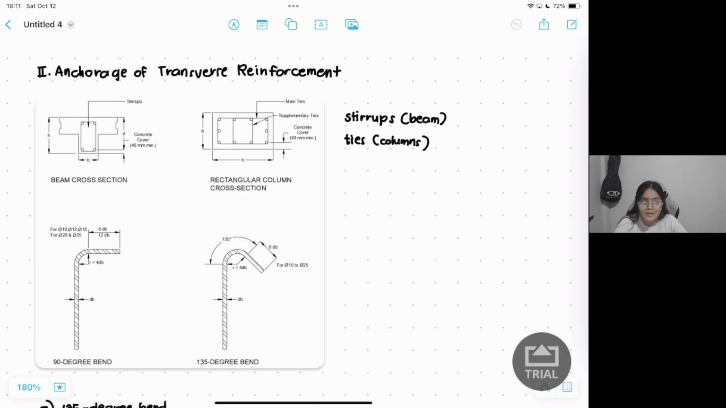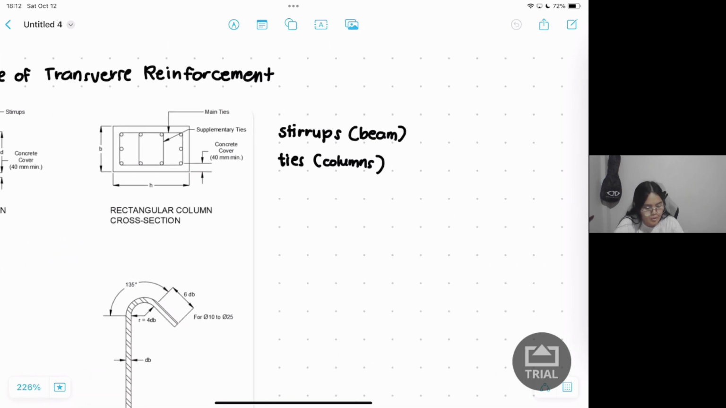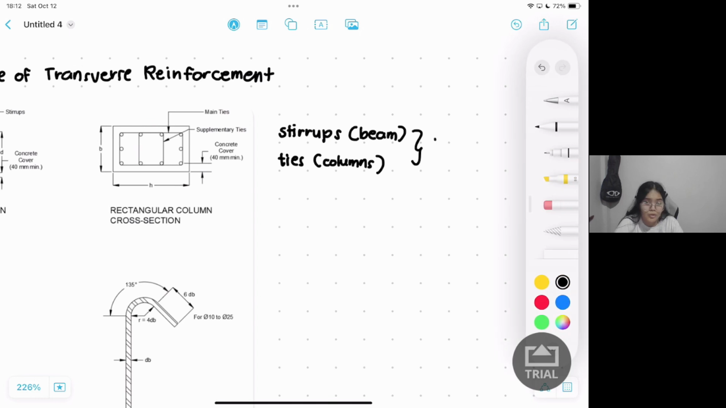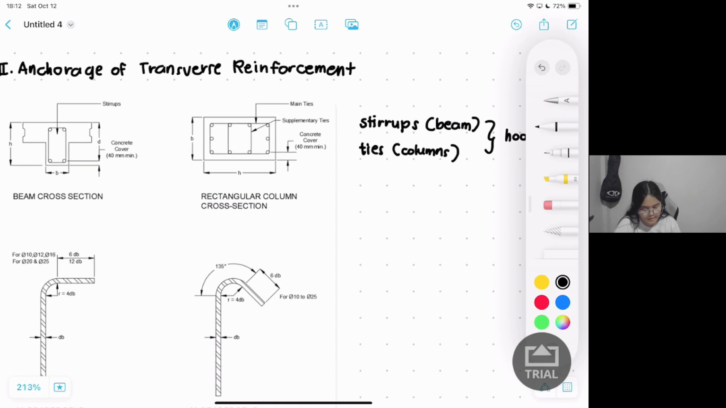For second topic natin sa estimation of RSB, we have to know how to calculate for the anchorage length of transverse reinforcement. So, ito yung tinatawag nating stirrups or ties, wherein kapag beam, tinatawag siyang stirrup, and then for column naman, tinatawag natin siyang ties. And both of these are known as hoops. Ito yung tinatawag natin. Okay?